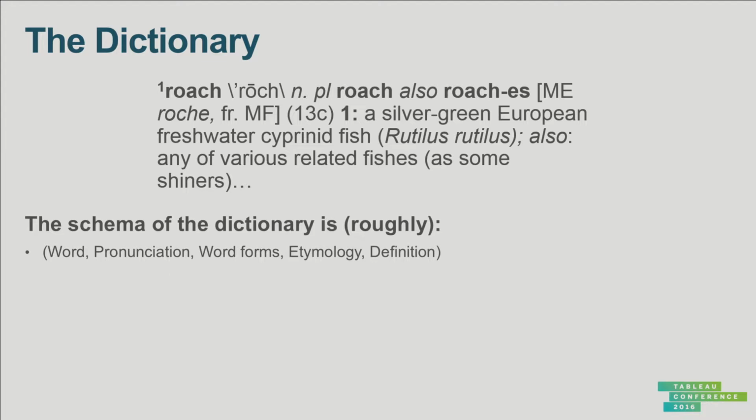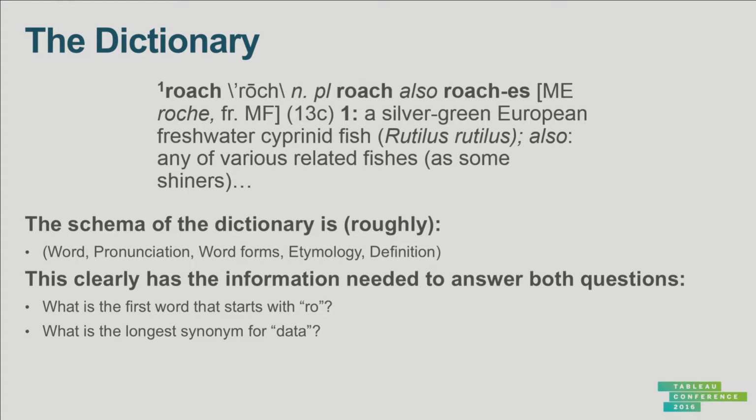We can talk about the schema of the dictionary. I say roughly because the dictionary, of course, is not quite a pure relational structure. The definitions don't quite follow a very uniform pattern. But they're close, right? They have the word, the pronunciation, and the word forms, like roach and roaches. They have the etymology. This comes from Middle English, from Middle French. And the definition. So the first thing to observe is that this clearly has the information in it needed to answer both questions.